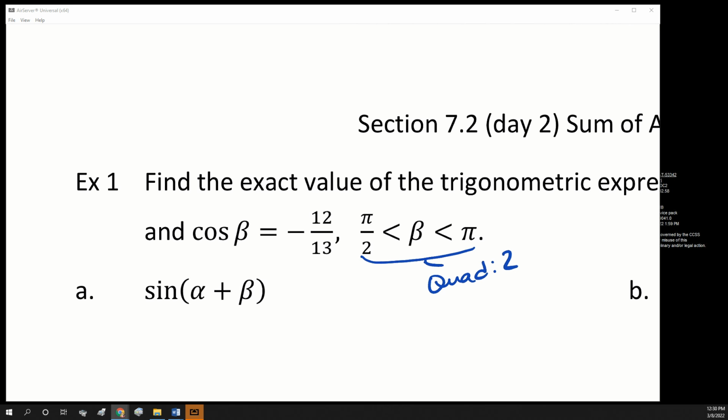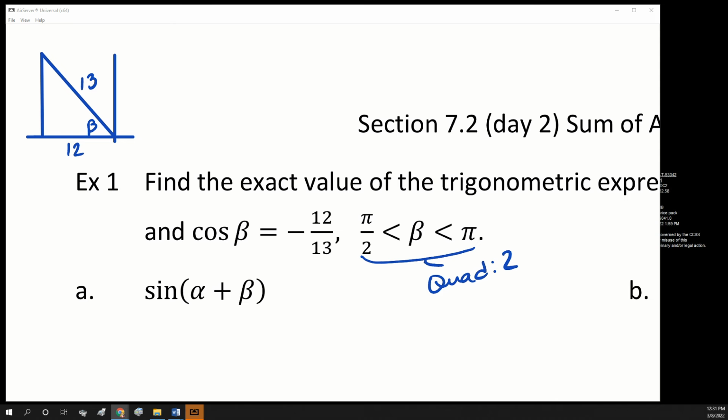All right, so I'm going to go ahead up here and draw quadrant 2, and draw beta. Okay. And so if the cosine is 12/13, the adjacent is 12, the hypotenuse is 13. Does anybody know the opposite just off the top of their head? 15.